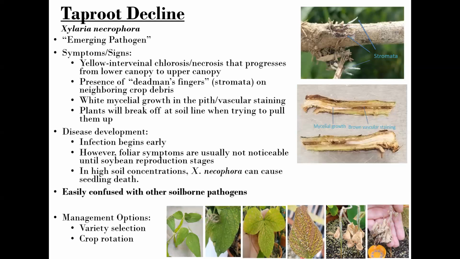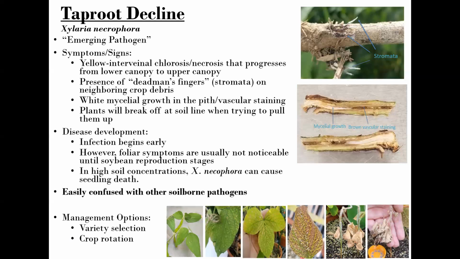So when looking at taproot decline, we're usually going to see yellow interveinal chlorosis and necrosis, which is common with other soybean pathogens. But what to look for as far as taproot decline is this chlorosis will develop in the lower canopy and then develop throughout the upper canopy. So usually we'll see these small yellow foliar lesions, which we can see in this disease progression chart for foliar symptoms below at the bottom of the slide. And then that'll move into total leaf chlorosis.